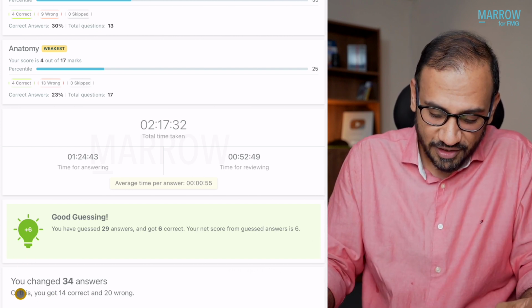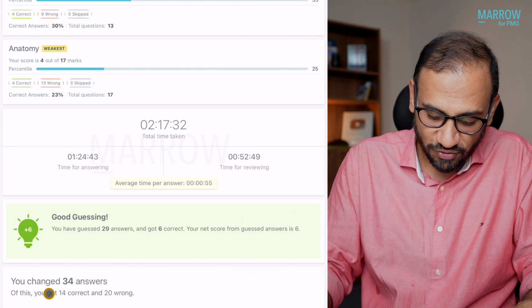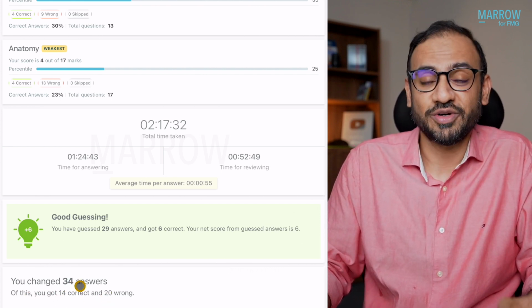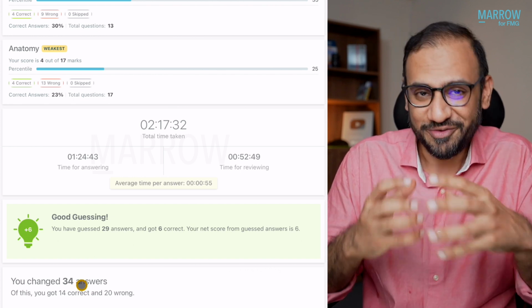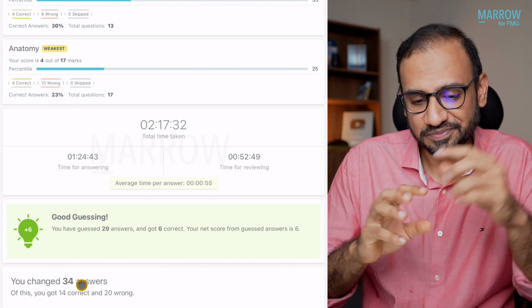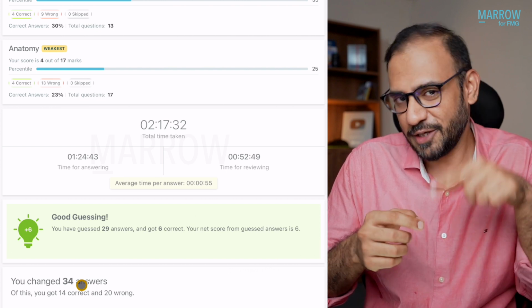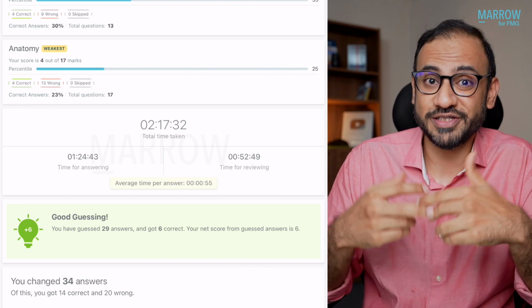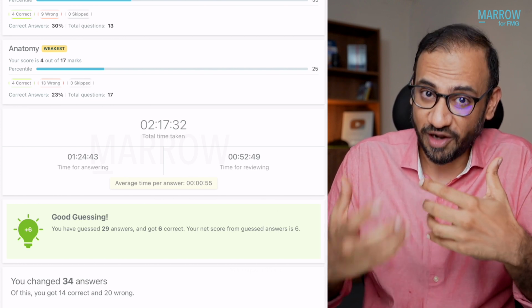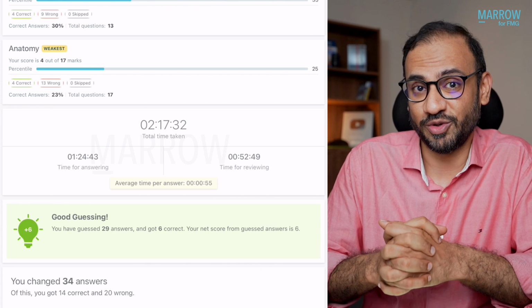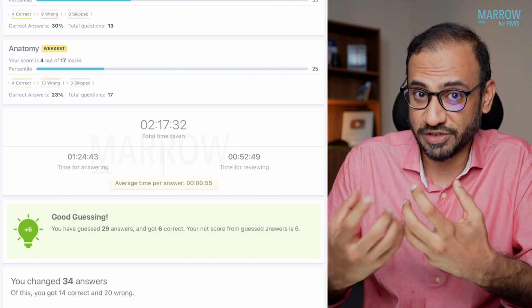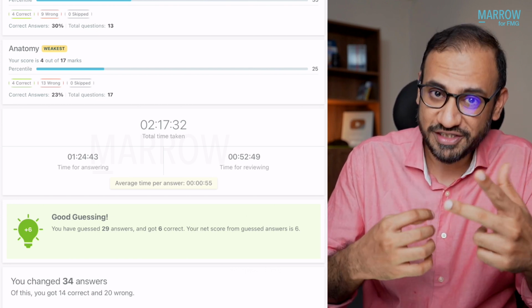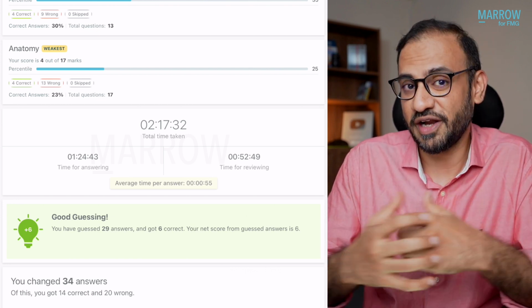And finally, you changed 34 answers. Of this, you got 14 correct and 20 wrong. What does it mean? This is another fun part of the analytics. First you marked one answer, then you changed it. If your changed answer is correct, it means your second-guessing, or doubting your answer, is actually fruitful, because आपको जो doubt आता है ना, that has a positive outcome. That is telling you, yes, your gut feeling when you change the answer is usually right. Your second thought is usually right.